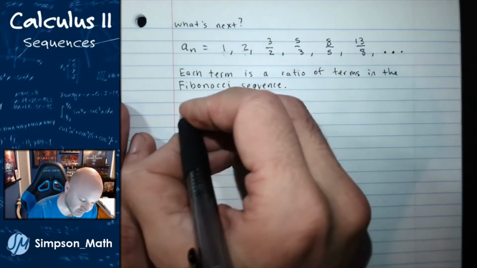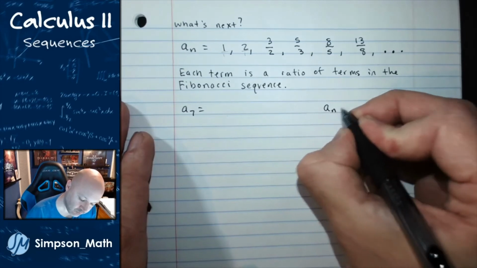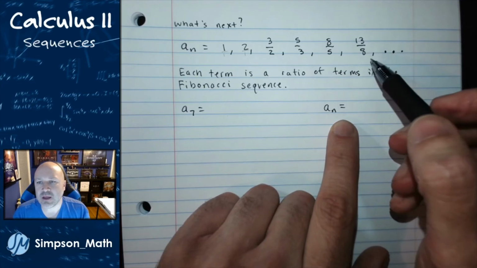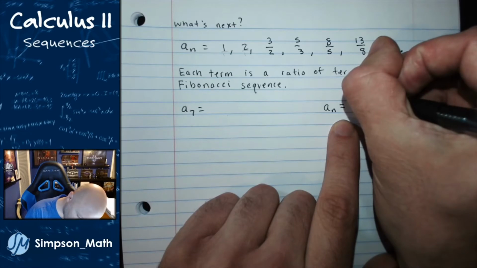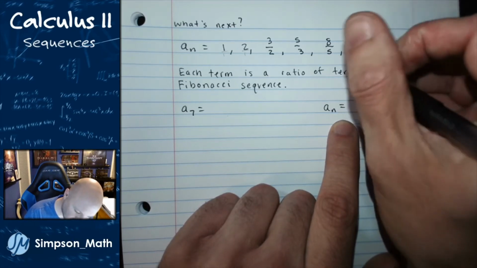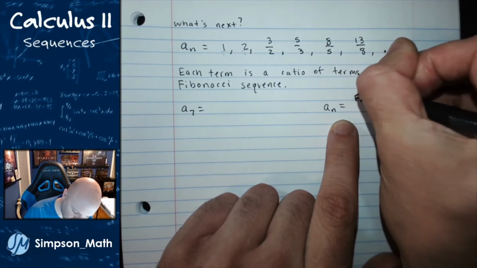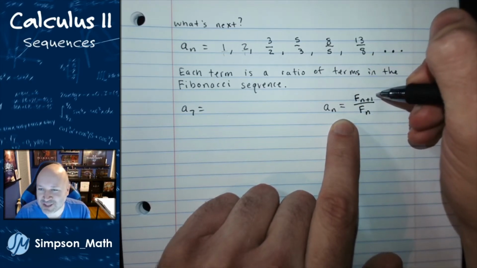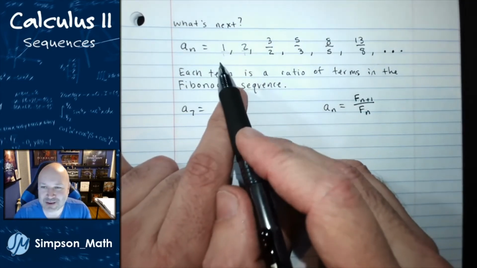So what would be the next one? Well, the next number in the sequence, I would take the next one divided by the previous one. Let's see if I can write that down. F sub n plus 1 divided by F sub n. That's the future Fibonacci number divided by the current one. Let's see if that makes sense. If I had my notes, I should have played with them.